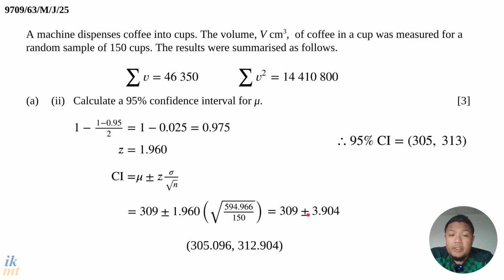A lot of students like to do the plus first and then the minus, and then they write their answers in the order that they calculate them. Don't fall into that trap. Always write the smaller value on the left and the larger value on the right.